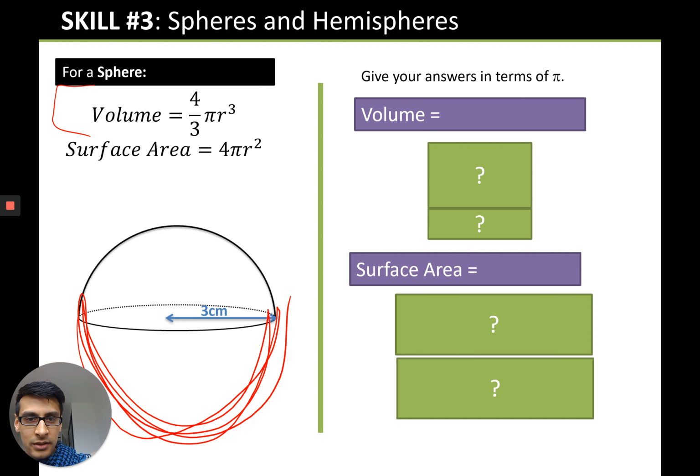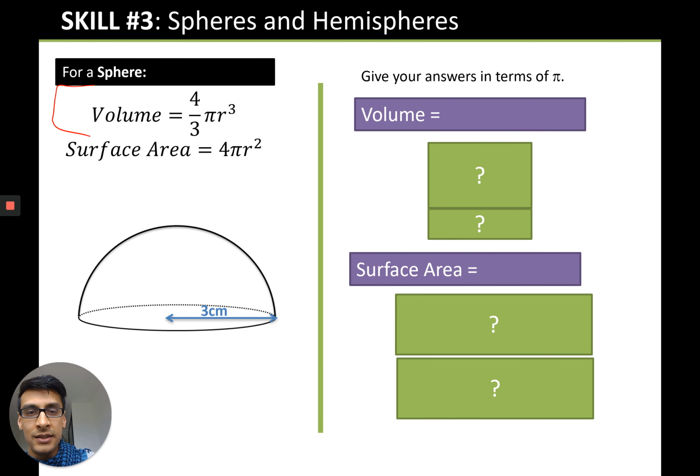We're going to look at hemispheres as well. So a hemisphere, as you may have picked up, is half of a sphere. So give your answer in terms of pi, work out the volume of this hemisphere. So the first thing you're going to do is, well, you know the volume is 4/3 pi r cubed of a sphere. If you have a hemisphere, well, we have to divide all of that by 2.